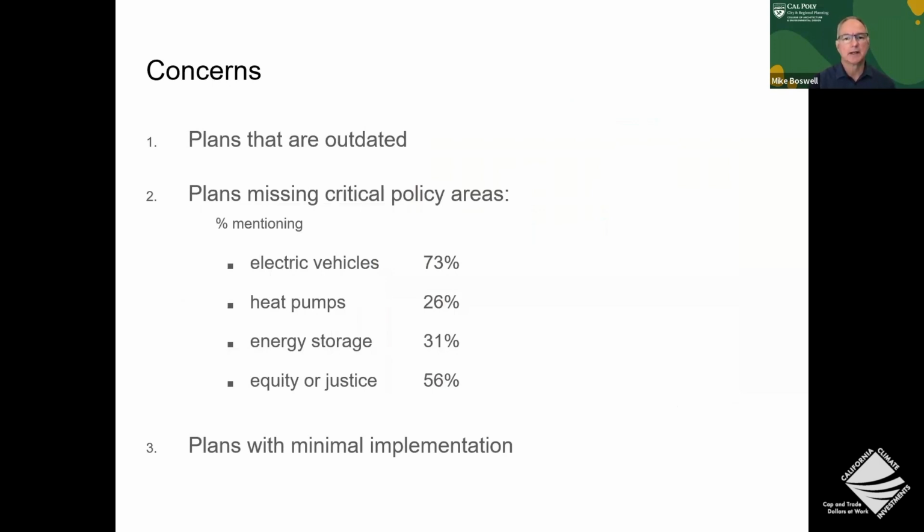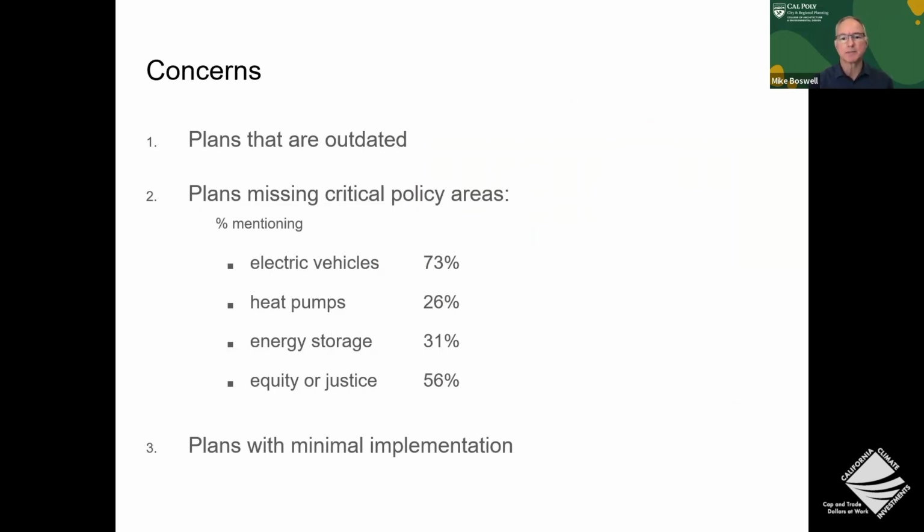So next slide. We have several concerns that have come out of our analysis of what is in these climate action plans. The first, based on this date of adoption information, is that many of the plans, over half in California, we would consider to be outdated and need to be updated to include in particular a post-2020 greenhouse gas emissions reduction target.